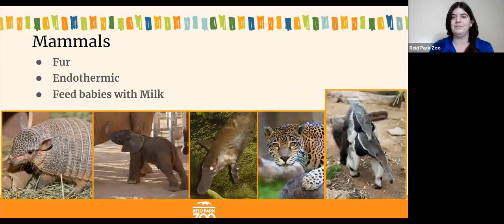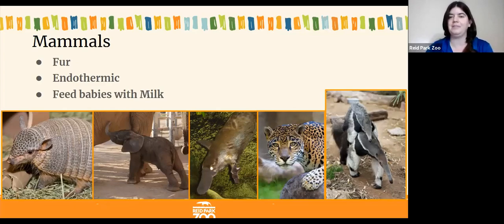Next is the mammals. So how scientists define mammals is all mammals are going to have fur. And all mammals are going to feed their babies with milk. And that's what defines a mammal and makes mammals different than other groups. Mammals are also, just like birds, going to be endothermic, meaning they can regulate their body temperature, and their fur is going to help them do that as well.